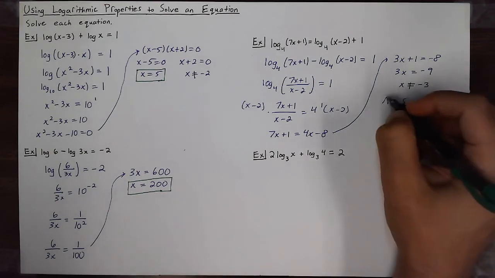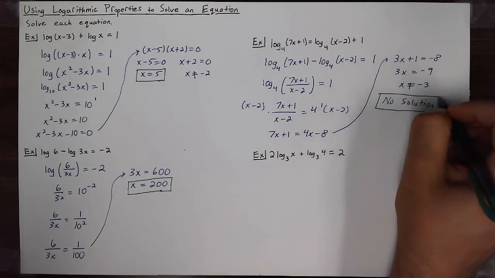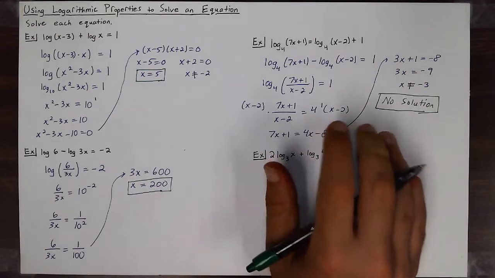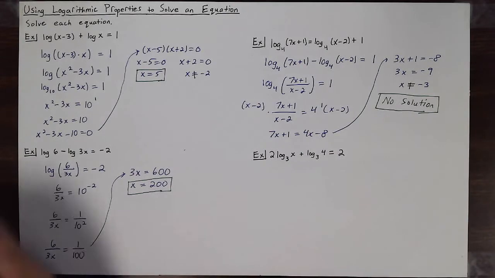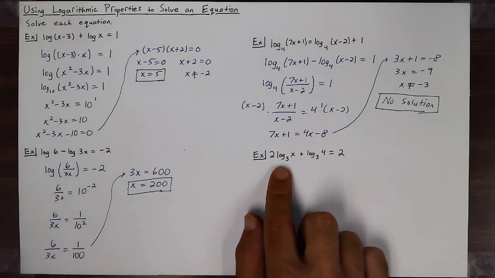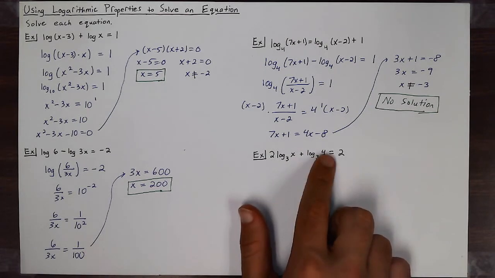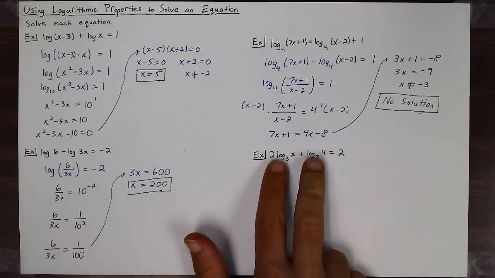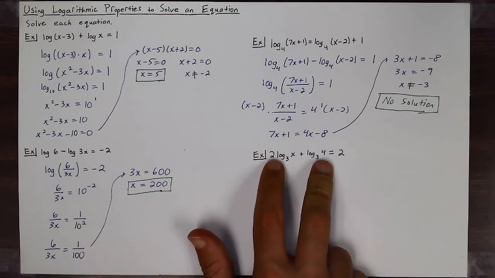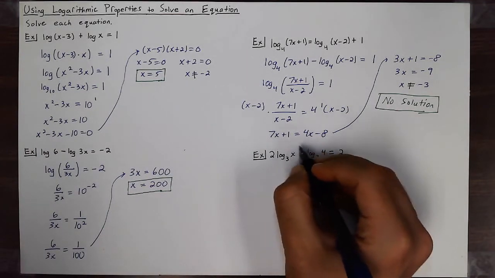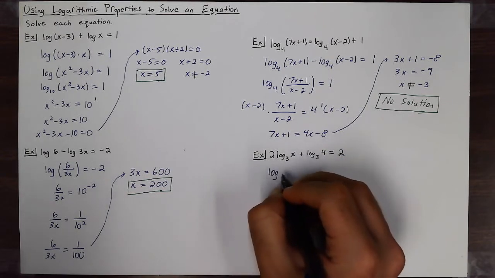You usually see these extraneous solutions pop up when we start using these properties to solve. And we do need to use the properties, else we couldn't solve them. Next up, I have 2 log base 3 of x plus log base 3 of 4 is equal to 2. So I want to combine both these logs, but I do have a coefficient in front of that first log. So in order to get rid of that coefficient, I'll move it inside the logarithm.